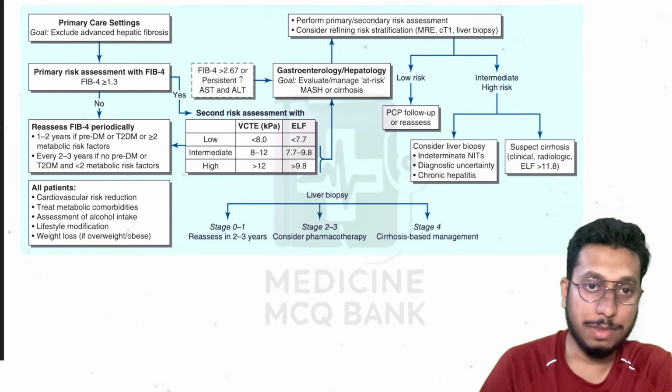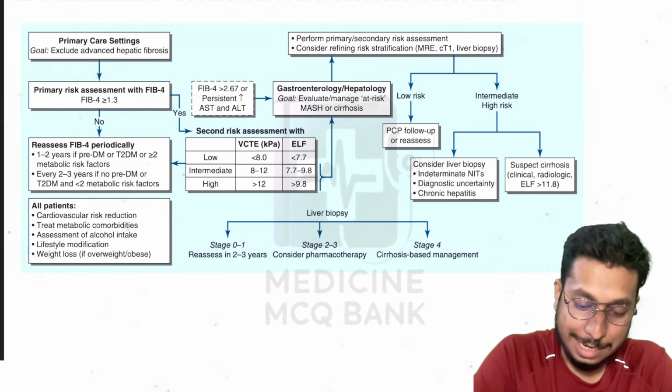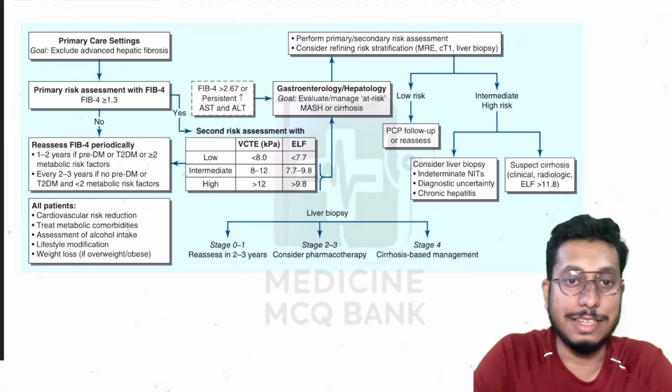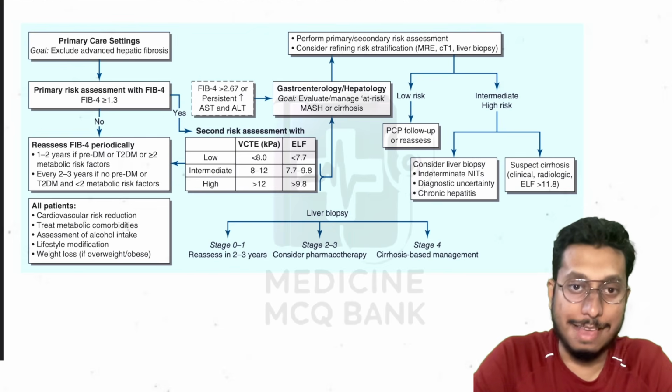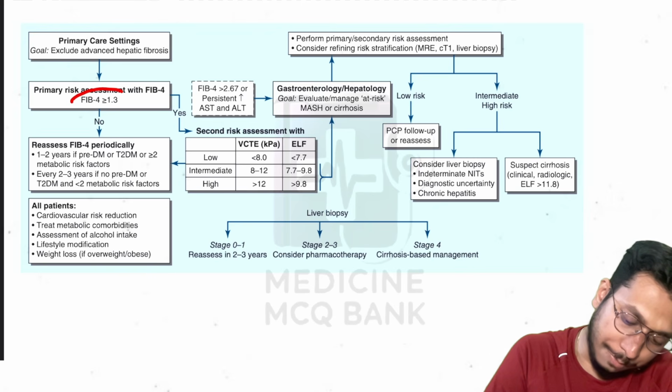Now you can see from this chart from Harrison, it is about how to go forward in the primary care setting if there is a risk of NASH or MAFLD. First of all, look at the FIB-4 scoring.